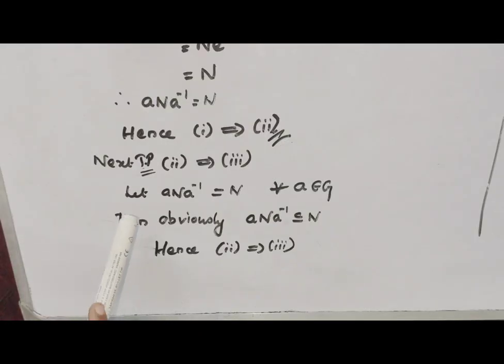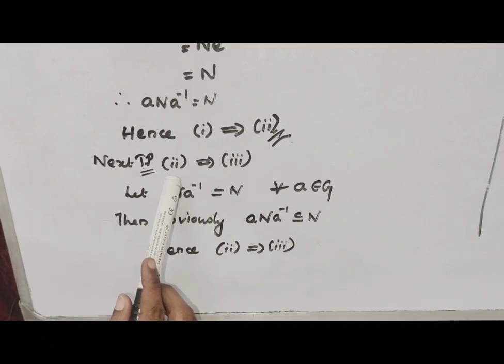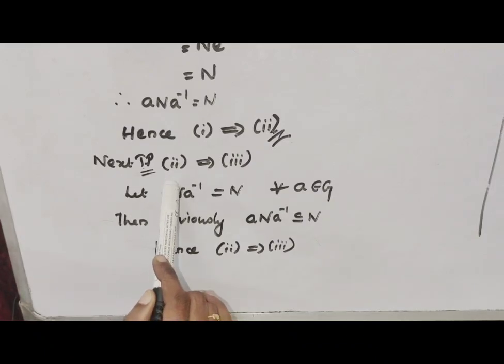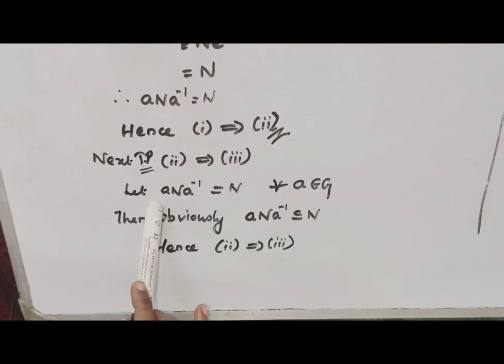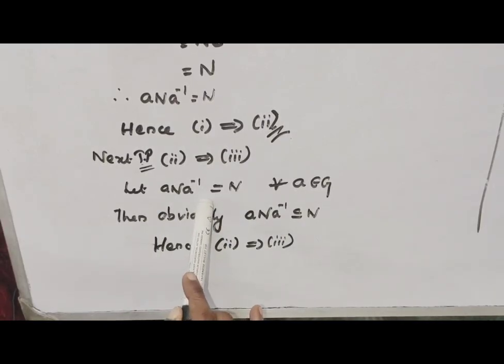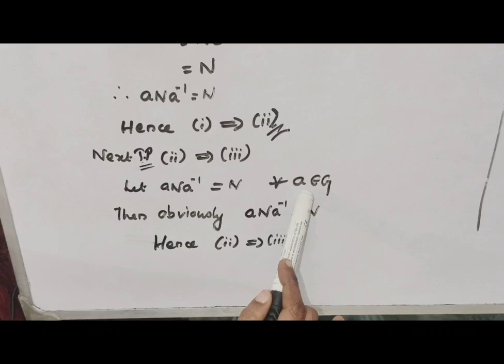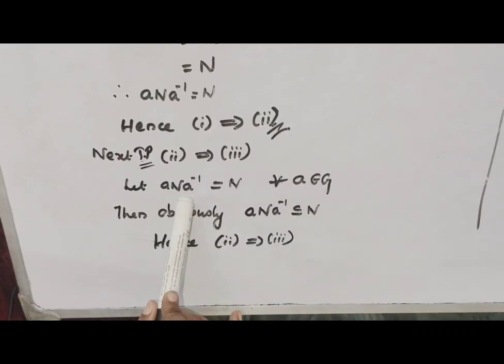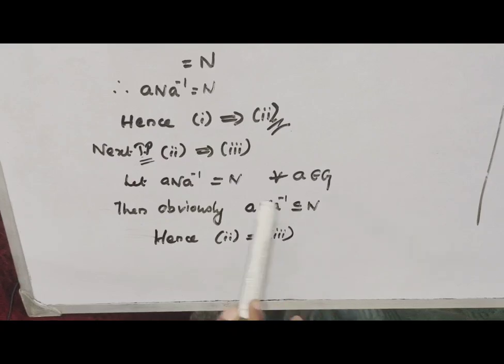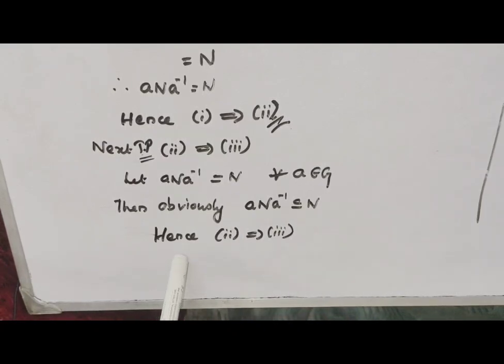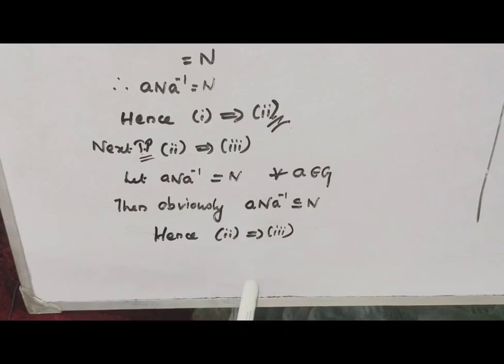Now, we have to prove the second case, that is, you have to assume the second condition and prove the third condition. Second condition is, let us take aNa⁻¹ is equal to N for all a belongs to G. Then obviously this condition, aNa⁻¹ contained in the normal subgroup N. There is nothing to prove here. It is an obvious condition. Therefore, second condition implies third condition.